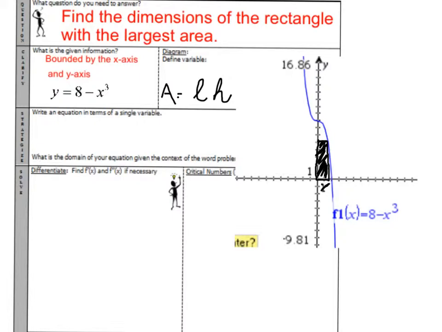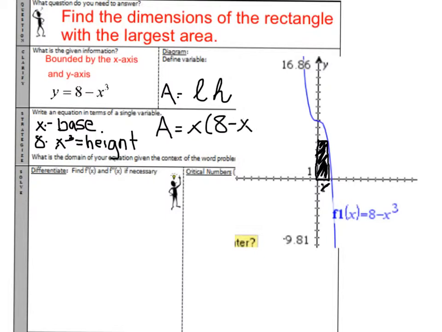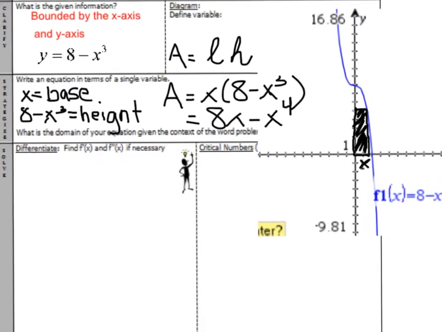Okay, so if I were to define my variables, then x is going to be, we'll call it the base of the rectangle. And then the height of the rectangle will be 8 minus x cubed. So, to find area, we multiply base times height. So the area then is x times 8 minus x cubed. If we were to expand that, we get 8x minus x to the fourth. Okay, well, let's take the derivative and set it equal to 0, and then we can find our critical points.